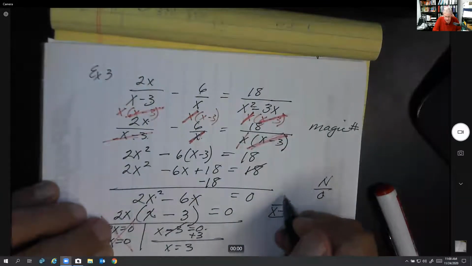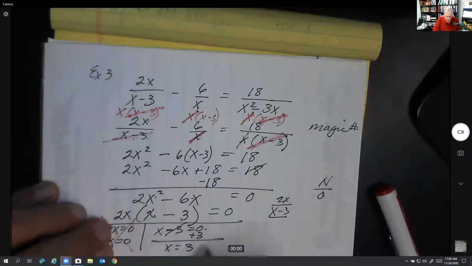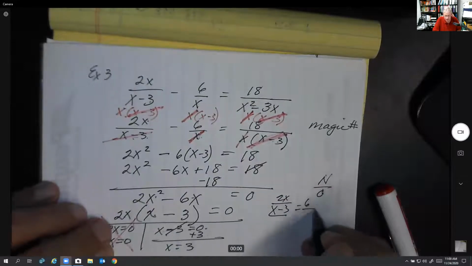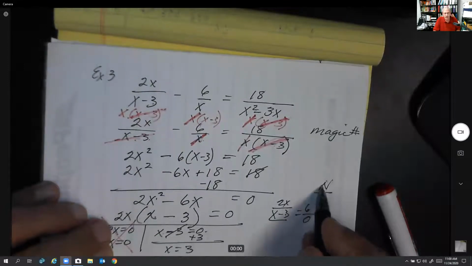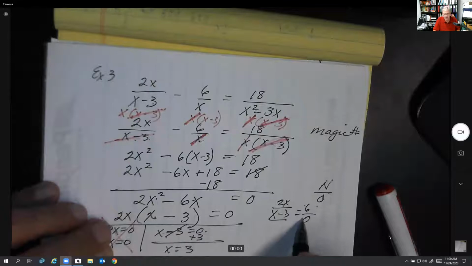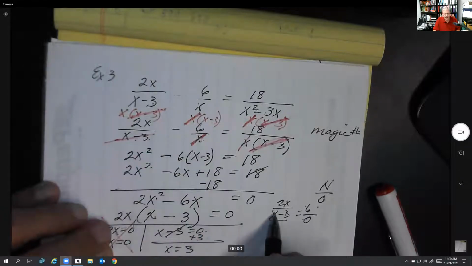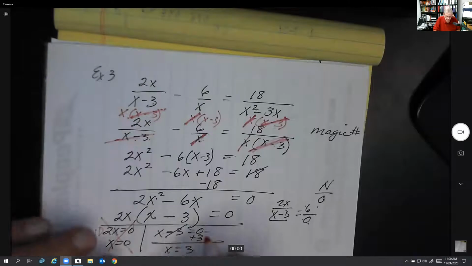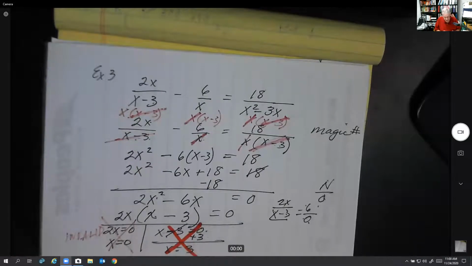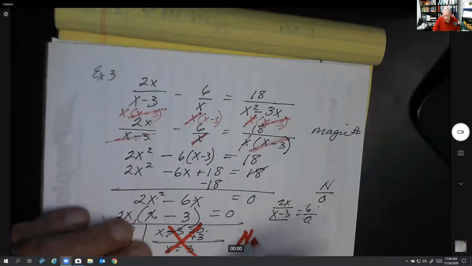I had something like 2x over it. So if I put a 3 in here, I've got 6 over 3 minus 3 is 0. Number over 0, no can do. If I substitute the 3 in here, you see I've got 3 minus 3, and that gives me 0. So this is not going to check either. So in this case, we got two answers, but neither one checks. There is no solution. No solution.